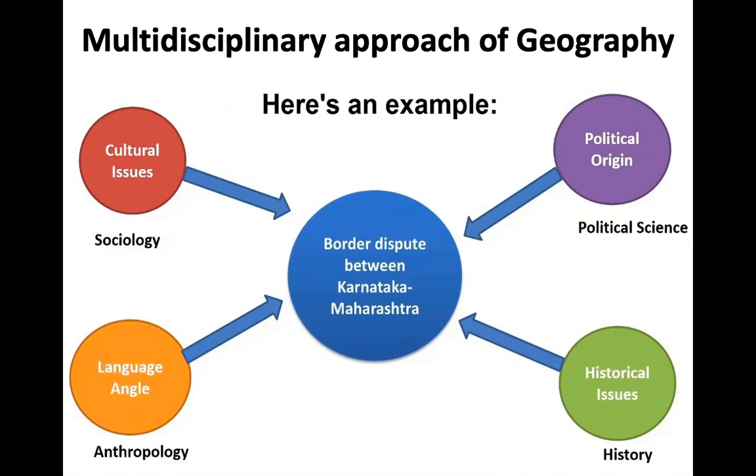So a politician who wants to solve a problem of Karnataka and Maharashtra issue must take help from sociologists, anthropologists, political science people, geography people, history. When all these come together, the way an anthropologist collects information is different from the way an economist or political science person collects the data. He processes the data in a different way, using different methodologies, and finally comes out with a particular solution. You have to combine these to come up with a solution for the problem.